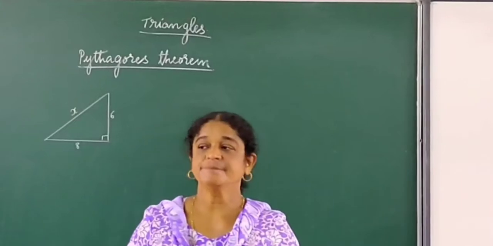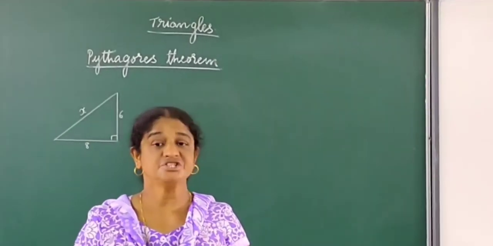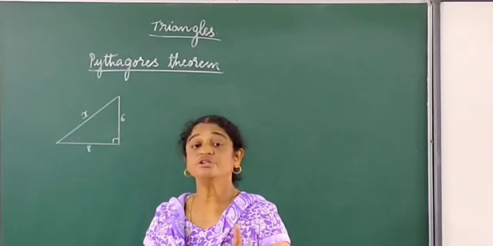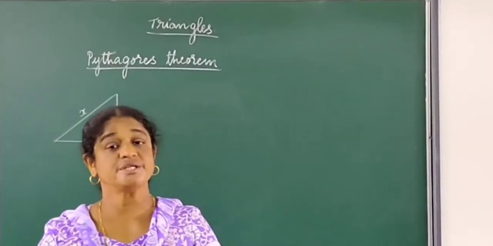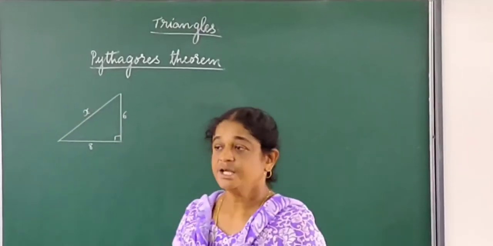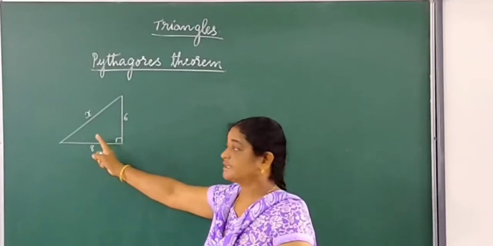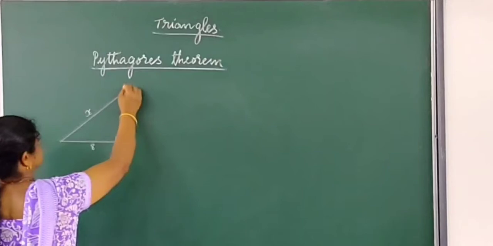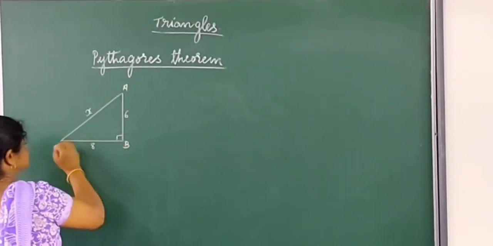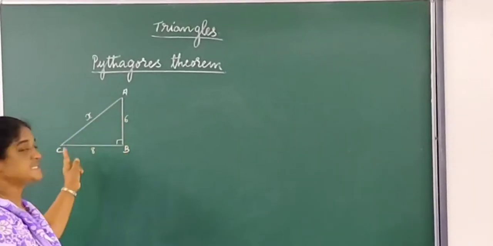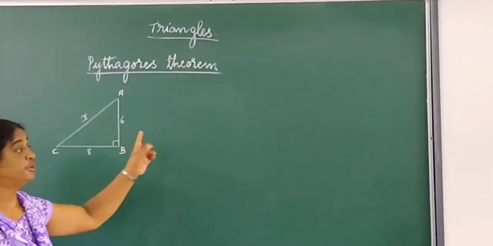What does the Pythagoras theorem tell us? Now, the Pythagoras theorem tells that in a right angle triangle, the square on the hypotenuse is equal to the sum of the squares on the other two sides. Now, for example, we work out this sum. This is a right angle triangle. We name the vertices A, B and C.